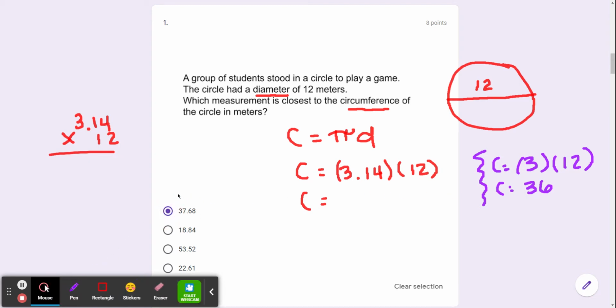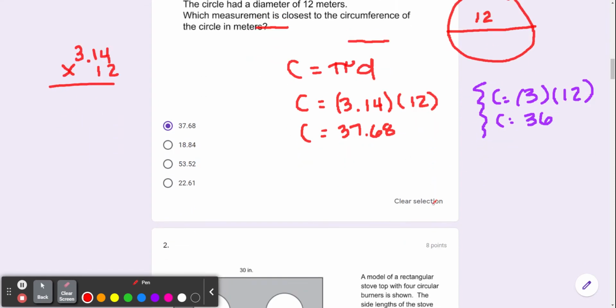And if I actually work out 3.14 times 12, I get 37.68, which is the correct answer. So it's up to you if you want to round it down to 3 or you want to do it as 3.14. I prefer to round because it's easier. All right, so I did that one for you. Let's continue.